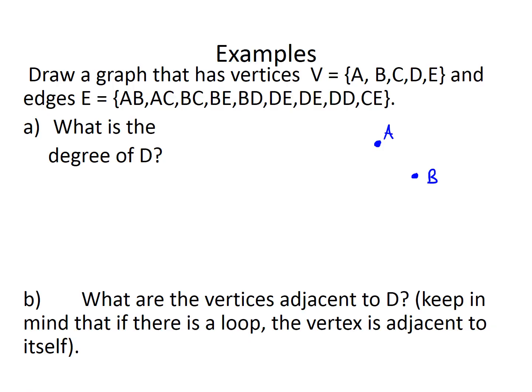I'm just going to put them around a circle maybe. But you could do anything you want, right? As long as your edge set is correct, it doesn't matter what your picture looks like, right? So now we have our vertices, A, B, C, D, and E, and now we'll look at the edge set. The first edge is AB, so I'm going to connect those.